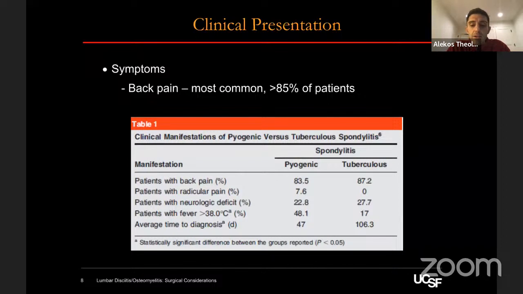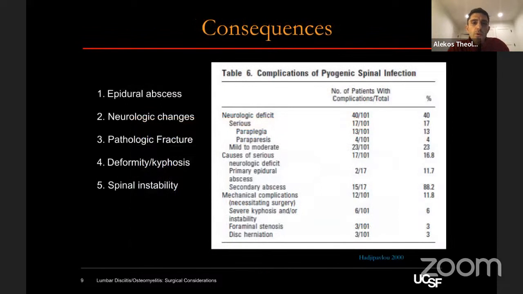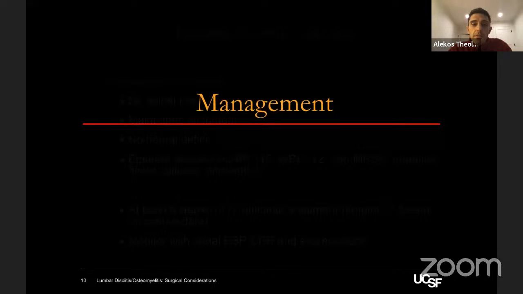A delay in diagnosis, which is very common in these cases, can result in pretty significant sequelae. These consequences involve epidural abscesses, neurologic changes, pathologic fractures that can then progress to deformity of either the sagittal plane and the coronal plane, and then associated spinal instability. So that brings us to management.